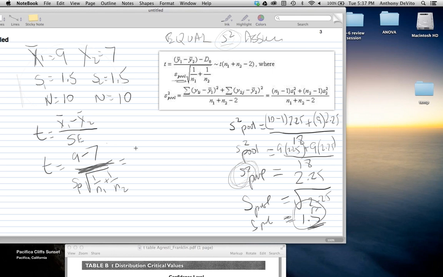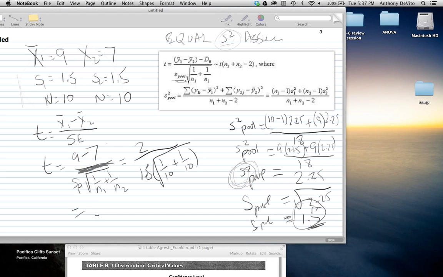So 9 minus 7 is 2, over the pooled standard deviation, 1.5, times the square root of 1 over 10 plus 1 over 10. Don't forget the square root. These are buried in square roots. It's very easy to do this inner calculation and forget to take the square root. In fact, we did that in class once, right? And we didn't realize it until the very end of the class.